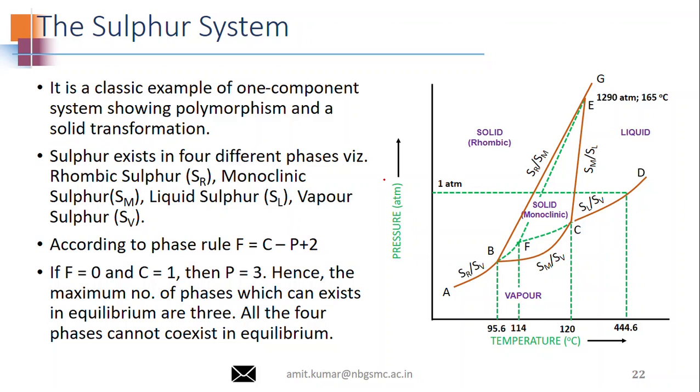According to the phase rule, the degree of freedom F is equal to C minus P plus 2. So we have one component only and 3 phases, so the degree of freedom should be 0. And why are we choosing 3 phases only? Because the maximum number of phases which can exist in equilibrium is not more than 3. Hence, all 4 phases cannot exist in equilibrium at a single pressure and temperature.